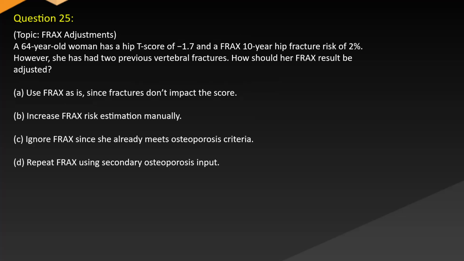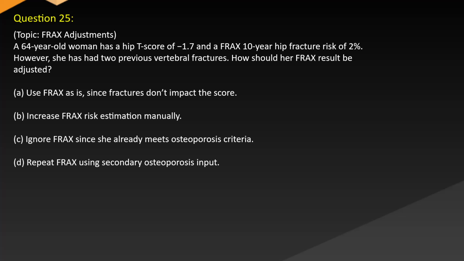Question 25, topic: FRAX adjustments. A 64-year-old woman has a hip T-score of -1.7 and FRAX 10-year hip fracture risk of 2%. However, she has had 2 previous vertebral fractures. How should her FRAX result be adjusted?